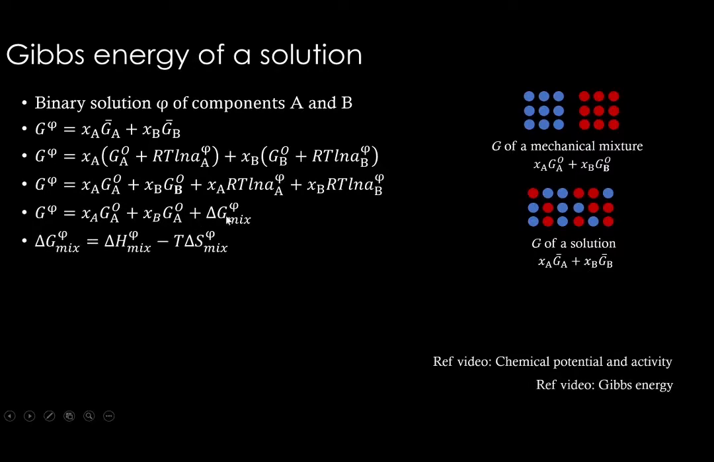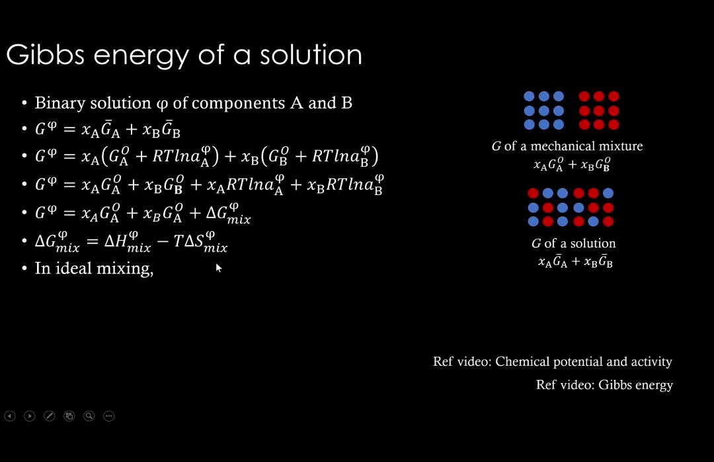Okay, so this delta G mix, we have seen in the video on Gibbs energy that this delta G can be represented in terms of delta H and delta S. So here it is delta G mix in phi. So we can represent enthalpy change during mixing in phi and entropy change during mixing in phi at some temperature. In ideal mixing, what will happen? If the mixing that has taken place between A and B is an ideal mixing, we know that delta H mix is 0. There is no interaction between A and B. We have seen that in the video on enthalpy. So this delta H mix will be 0 for the ideal mixing case.